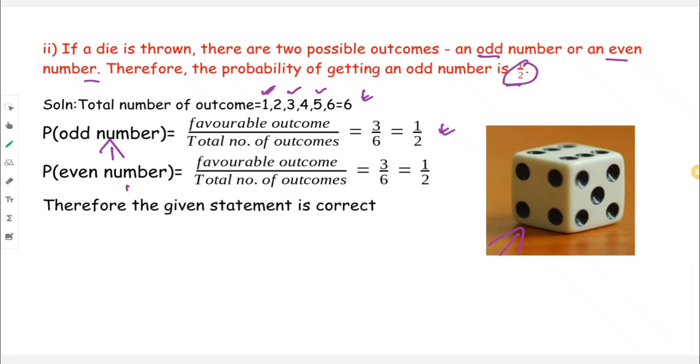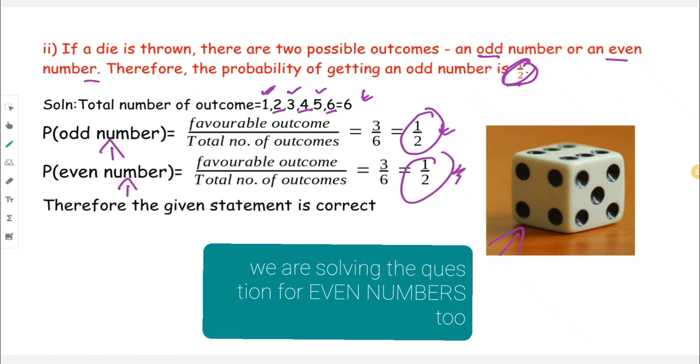Let's try the even numbers. Once again, what are the even numbers here? 2, 4, and 6. That means favorable outcome is 3. I'm getting 3 by 6, which is 1 by 2. That means you see that the probability of getting an odd number is 1 by 2. This is correct. Same thing for even numbers. Therefore, this statement is correct.